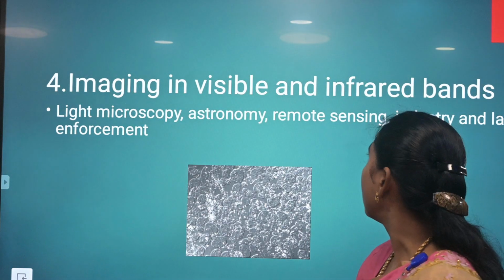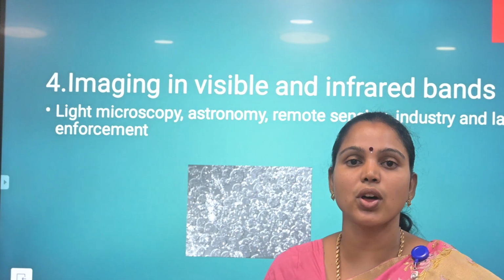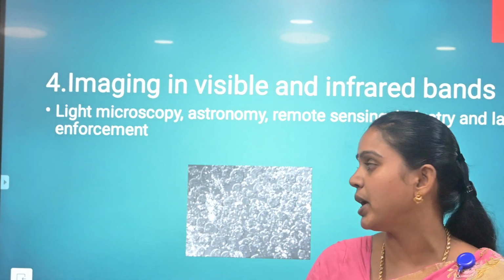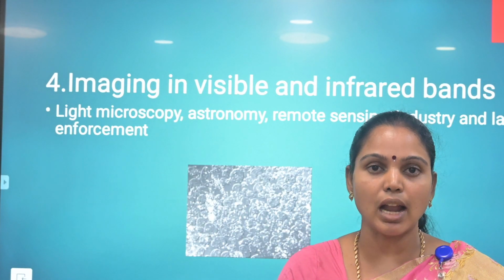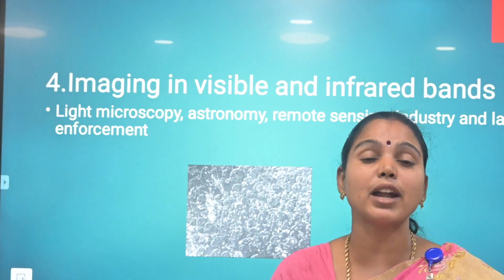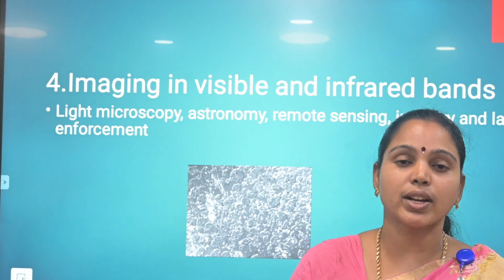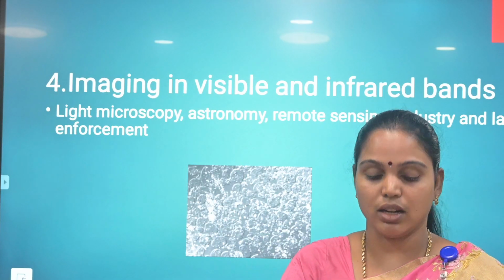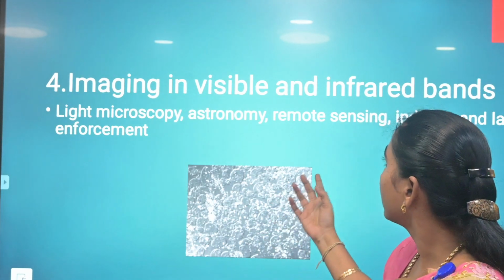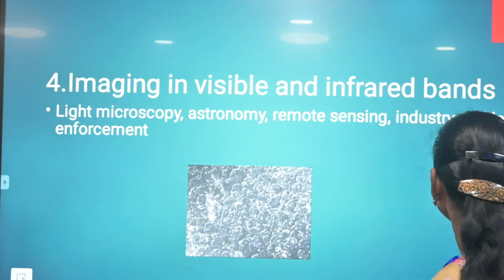And the next one is infrared bands. By using infrared rays, we are capturing the image. This is generally used in industry. Suppose you are manufacturing some vessels, we check whether the vessel is properly manufactured or not. Likewise, we go through that. For that, infrared rays are used.